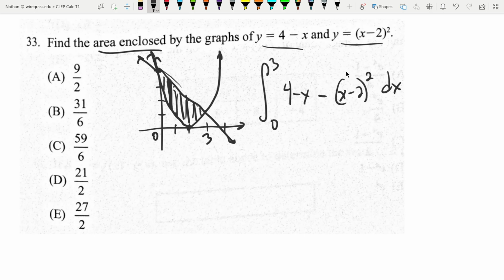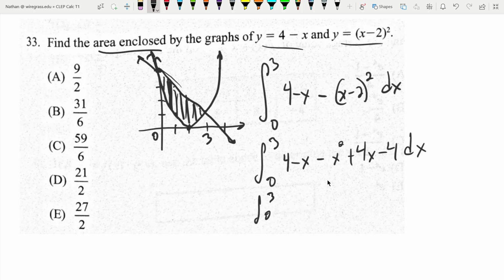Of course, this is going to be easier to not do it like this, but instead expand that polynomial out and simplify. So we're going to get x squared minus 4x plus 4. And then distribute the negative. So we're going to get a plus and then a minus here. And then we can simplify the statement down. Let's see, 4 minus 4 cancels. And then we have negative x squared plus 3x dx, which of course is much easier to solve.